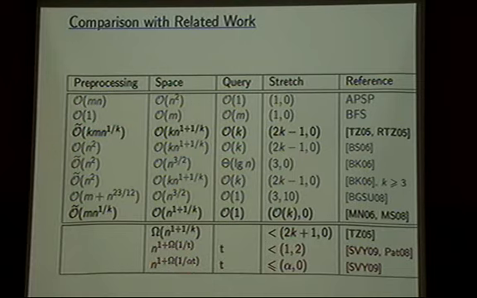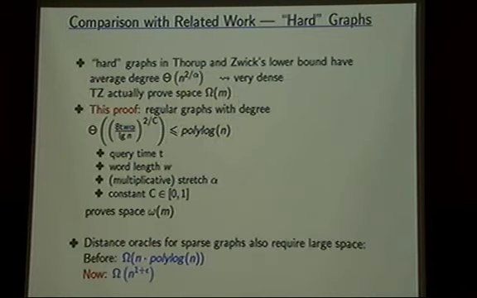So compared to Thorup and Zwick's result, they had some constant factor here, and we have a constant factor here, which is arguably much worse. But yeah, this is the only thing we can prove here. Let's compare some more. The hard graphs in the lower bound by Thorup and Zwick are very dense graphs.